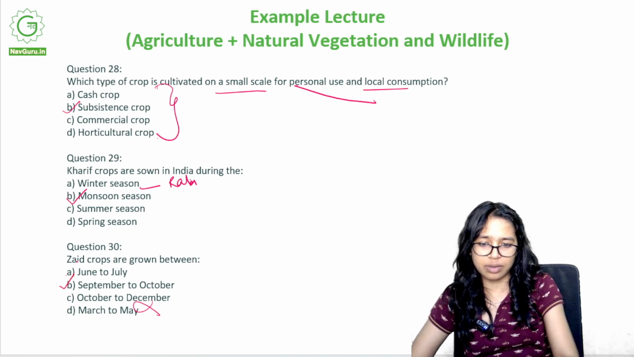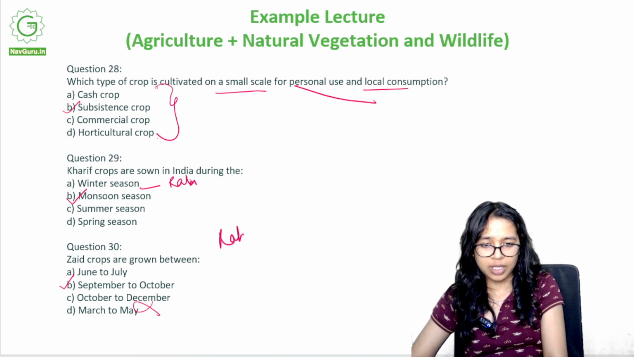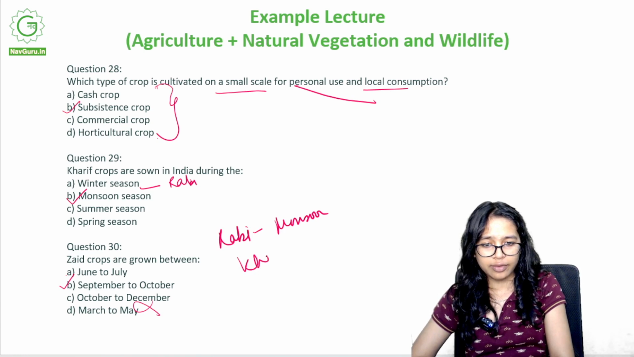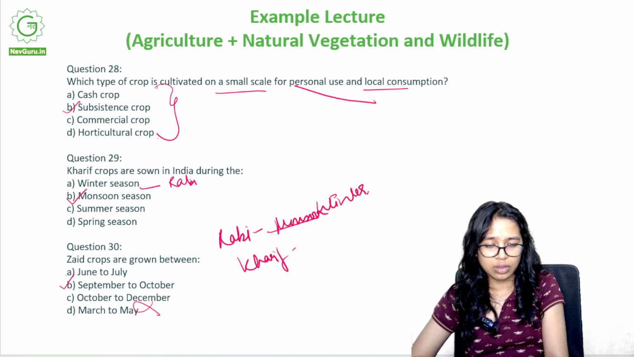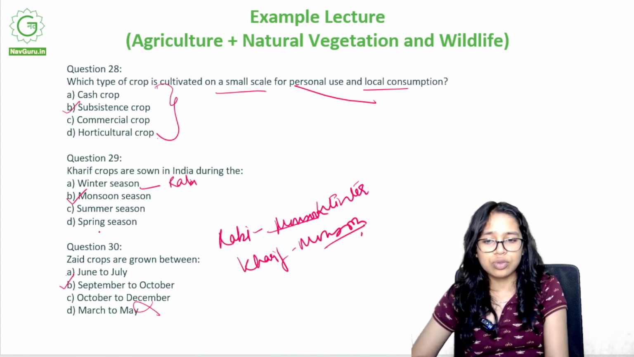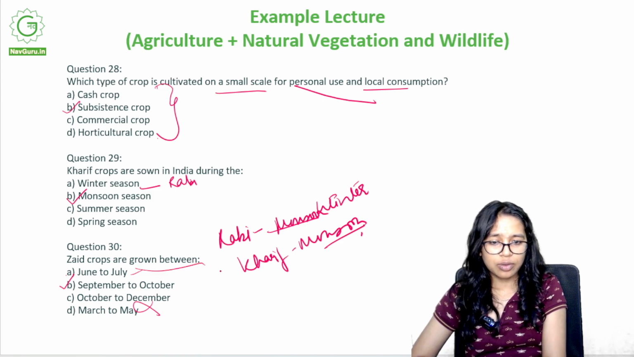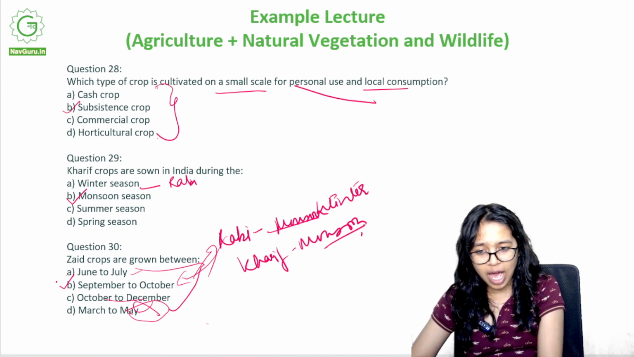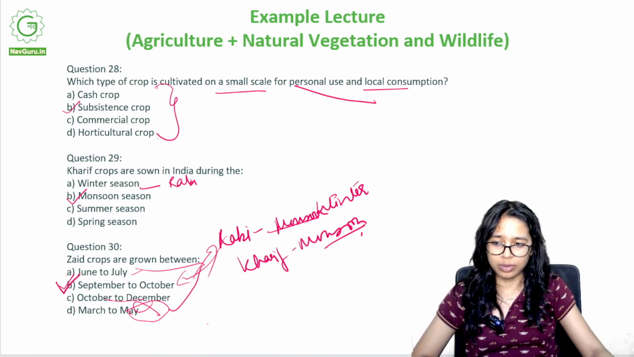Let's just put this here. Rabi, winter; Kharif, monsoon. Monsoon months are June, July, and Kharif crops are grown during that time. Rabi crops are grown during winter, which is October to December, and March to May is the harvesting time for Rabi crops. So the answer that we have over here is B, September to October.